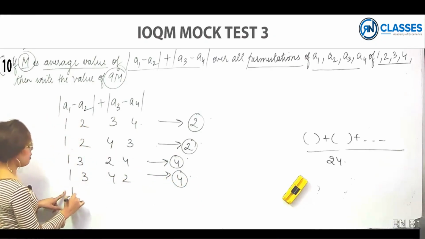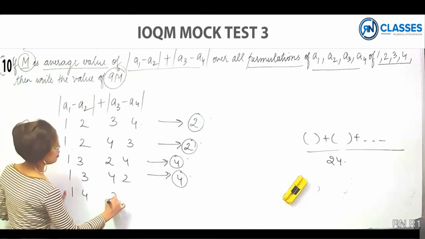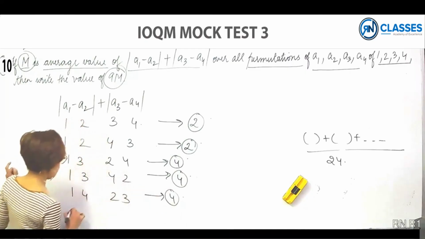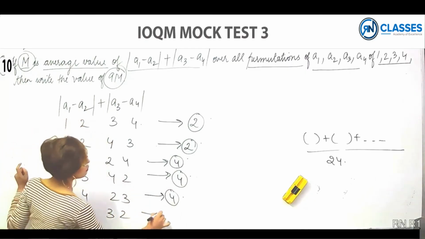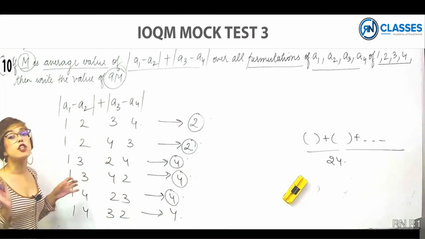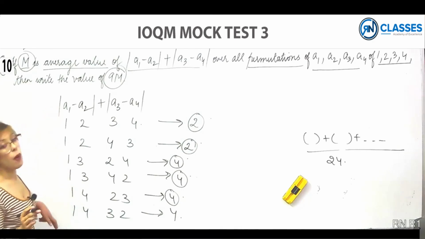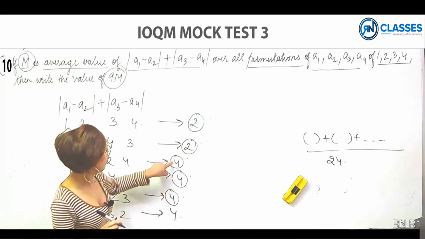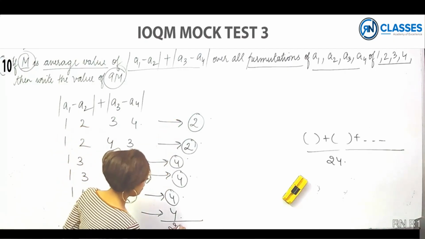Then 1, 3 exhausted. 1, 4 I can take. Right? So this is 2, 3. In this case, 3 plus 1, which is 4 again. Then 1, 4, 3, 2. Sum is 4 again. So I've exhausted all those cases where A1 is 1. Right? The sum in this case, that is 1, 2, 3, 4, 5, that is 20.